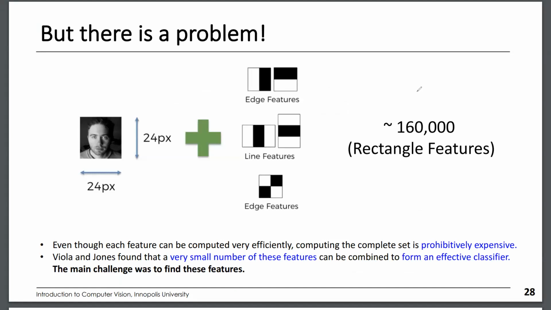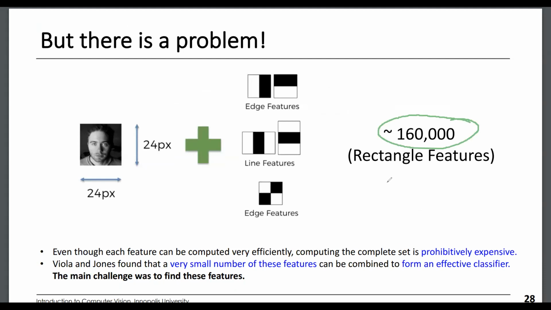When you are building with all of these features, of course, all of their combinations, we have 5 multiplied by a very large number of ratios, multiplied by a very large number of, what are they called? Sizes, let's say that. You get a very large number and you can no longer compute it efficiently, right? So even though each feature can be computed very efficiently, computing the complete set is prohibitively expensive, right?